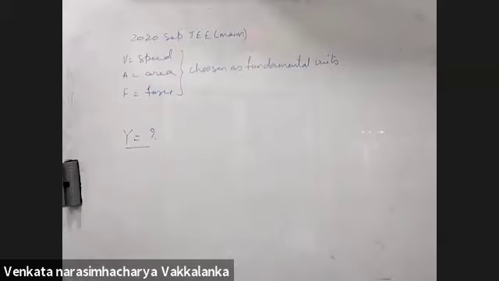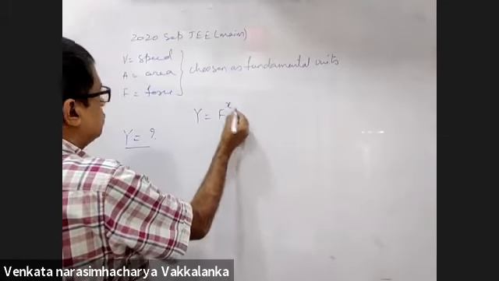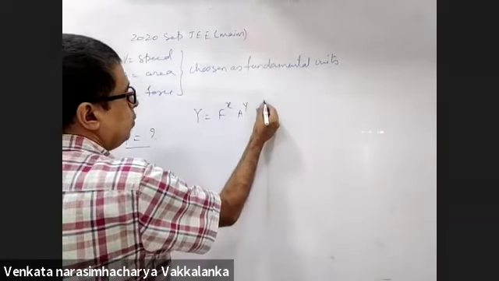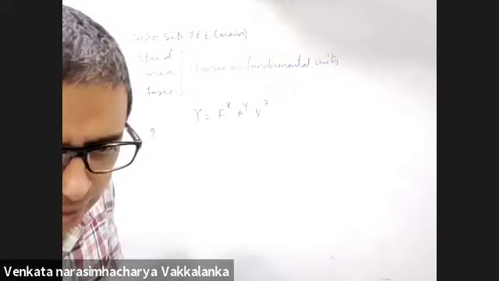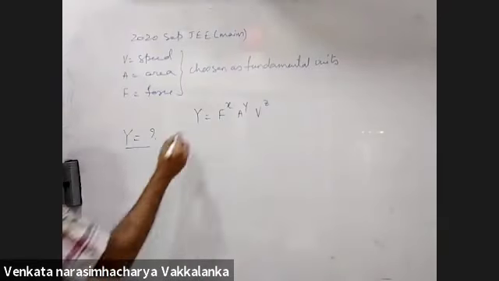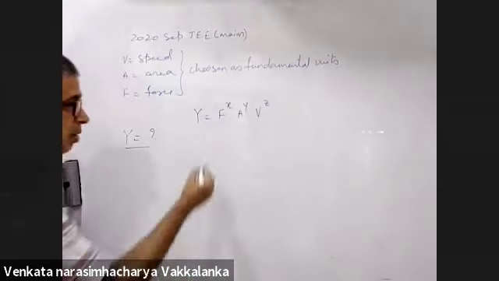Technically, what are we supposed to do here? Write Young's modulus as f to the power x, a to the power y, b to the power z. Anything that you want to take. Substitute the actual dimensional formula of Young's modulus. Young's modulus dimensional formula we already wrote. Could you tell me how much is that?